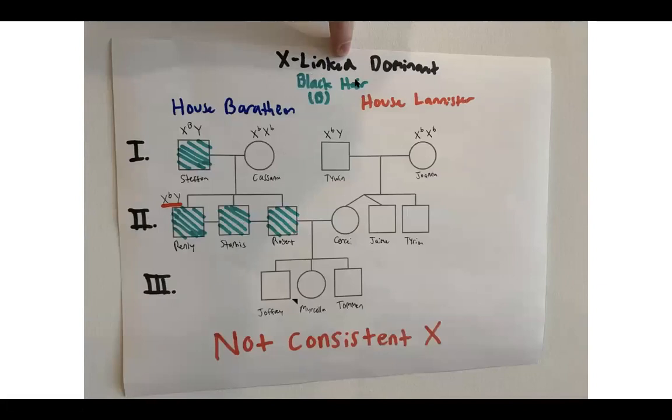So X-linked dominant, this would not be consistent since we have Steffon over here and Cassandra over here, who each, so Steffon would donate the Y and Cassandra would donate her X, which would not be consistent since the phenotype does not match up with the genotype.